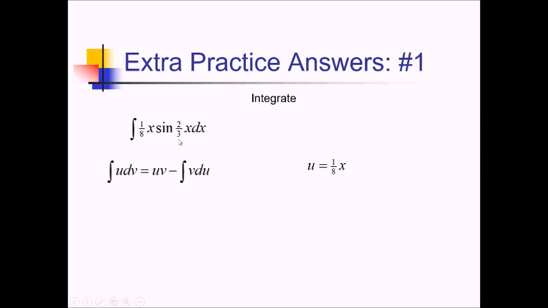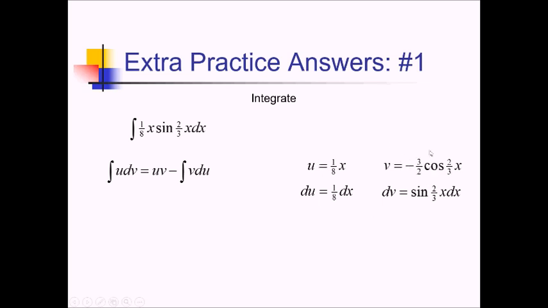And now my dv value, this dv right here between these two things, that's going to be sine of 2/3 x dx. So now du in this case is going to be 1/8 dx. And v, taking the antiderivative here, that's going to be negative, let's see, we have to divide by the inner function here, so negative 3/2 cosine of 2/3 x.